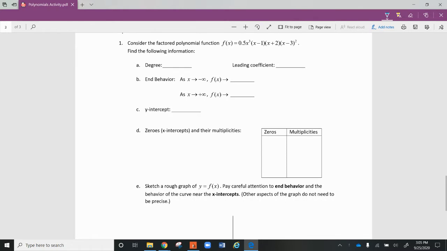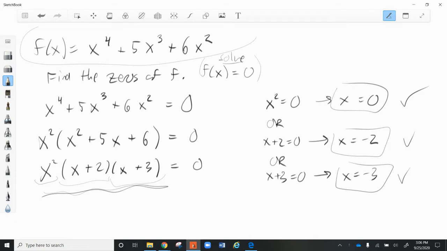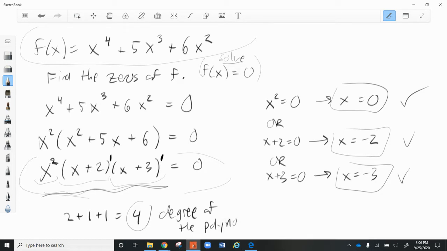So the last page of this little handout here is an activity for us to go through, an example problem. One thing that we can take away from what we were doing last time is that when you factor something, here's the example we went over in the last video, the multiplicities of all the individual factors, like here, this 2, and this is a multiplicity 1, and this is a multiplicity 1, you add those together, 2 plus 1 plus 1, they add up to the degree of the polynomial. So all the multiplicities added together give you the degree. That rule should always hold fast.